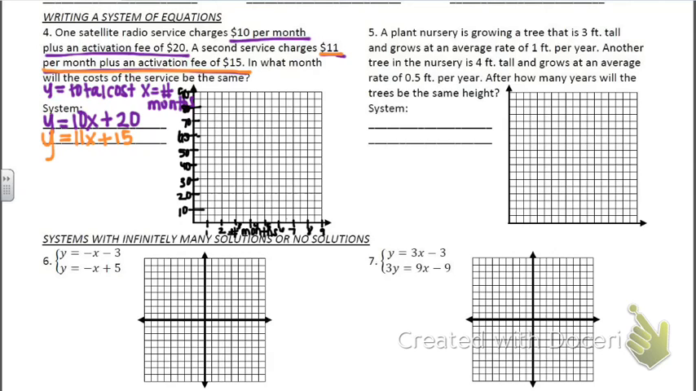What did I forget? I need to label the y's. What does the y represent? Total cost. Okay.